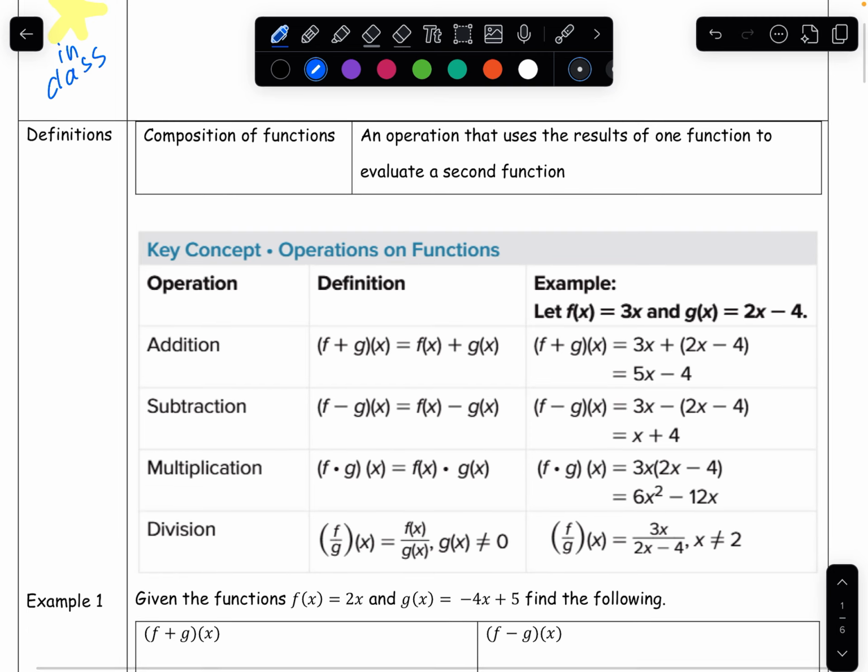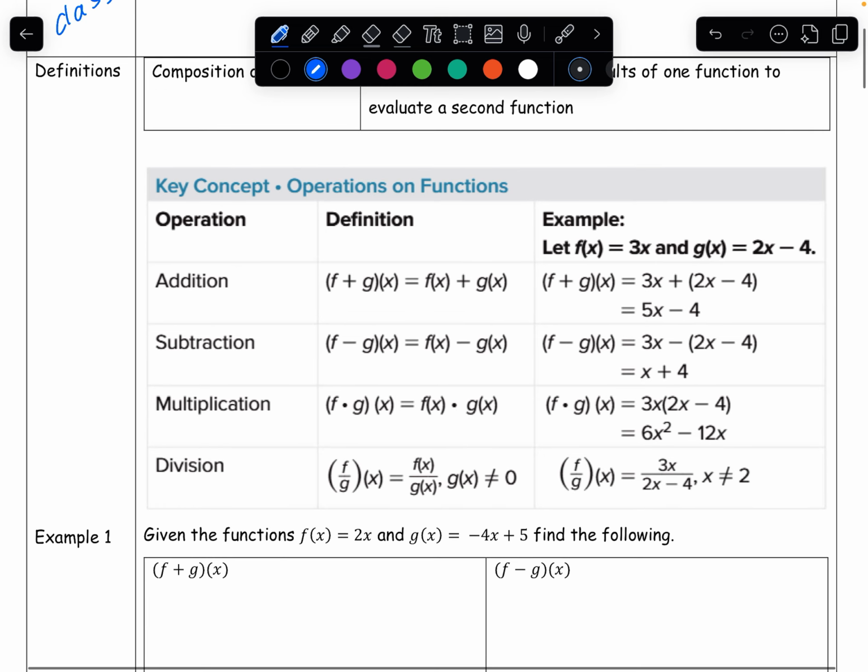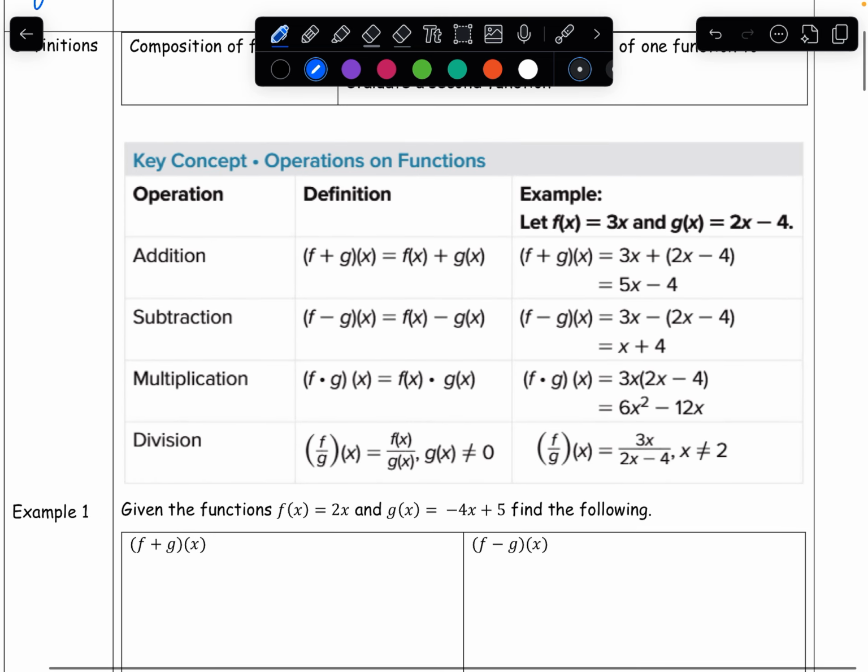Our definition for this lesson is composition of functions. It's an operation that uses the results of one function to evaluate a second function. What we're going to start with, though, is understanding what operations on functions we can do. We can have this fancy notation where it's f plus g of x, and all it's really saying is you're taking f of x and adding it to g of x.